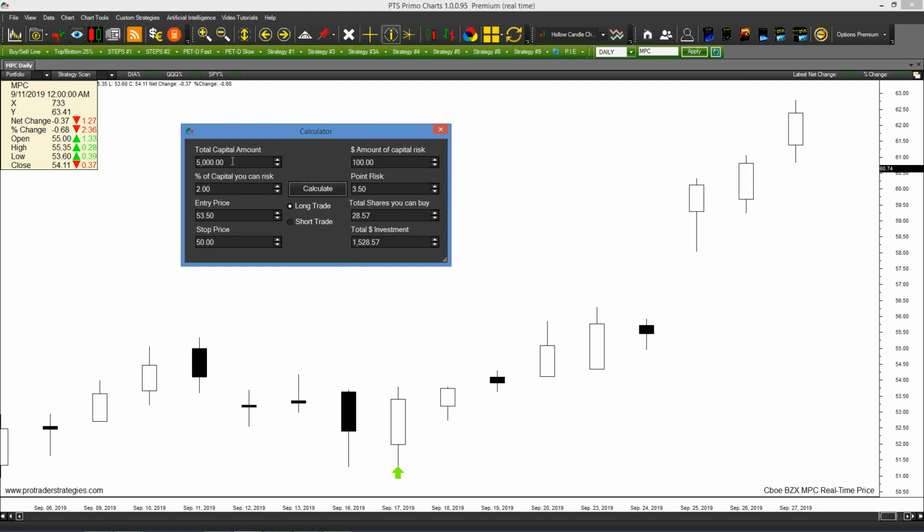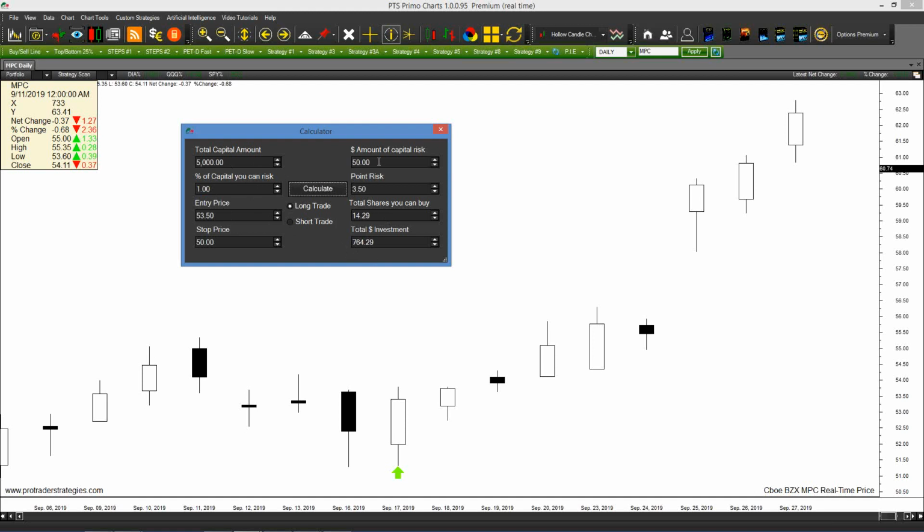Now, let's say you wanted to risk only 1%, okay? All right, if you went down to 1%, use the same parameters, you calculate, and you're only spending $764.65, and you can only buy 14 or 15 shares, all right? But you're only risking $50. That's the major amount. So you can still do these things.